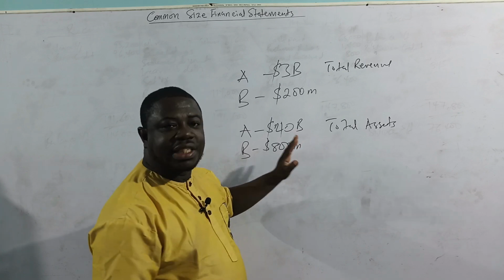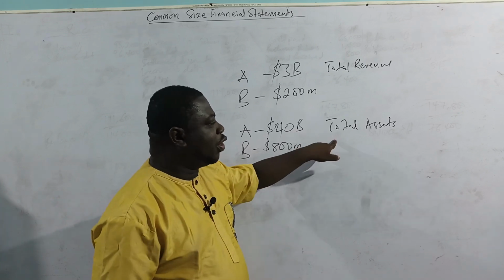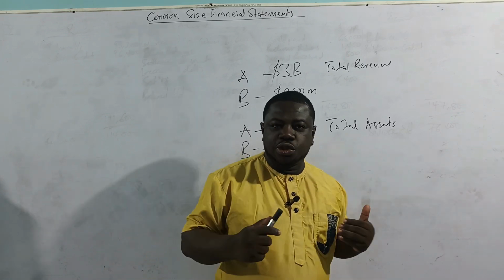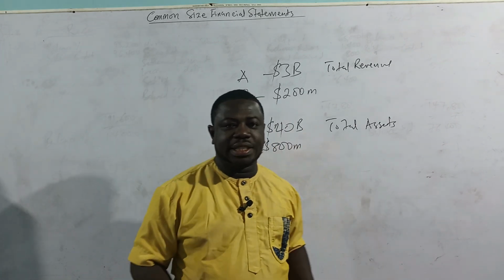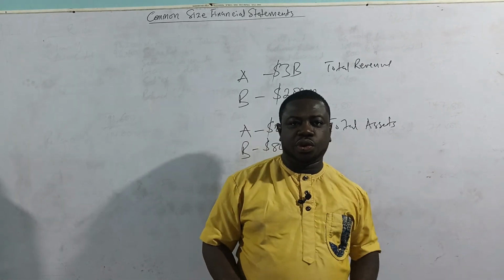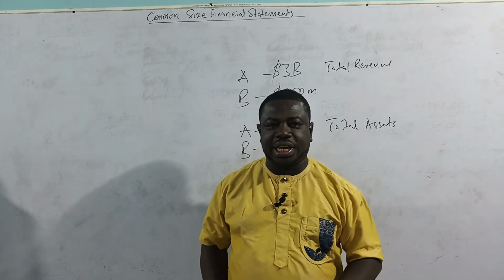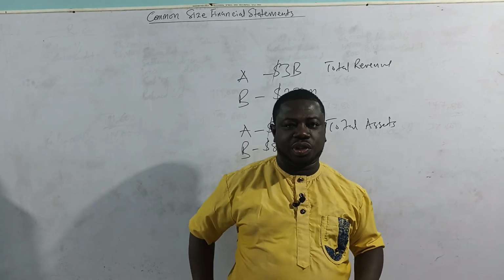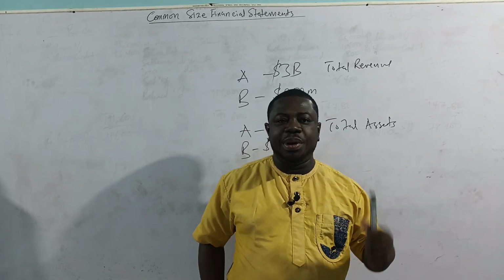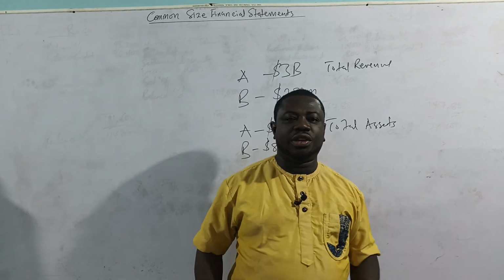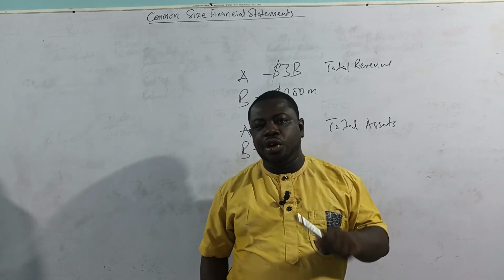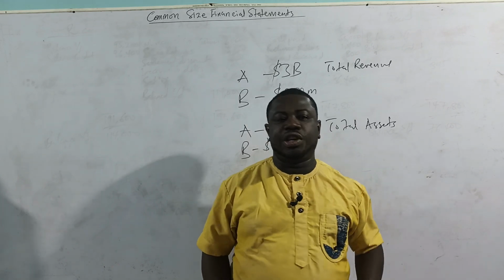When it comes to the statement of financial position, our point of focus will be the total asset. So we can say that company A's current asset is 40% of the total asset, and company B's current asset is 35% of the total asset. We can say that company A's long-term loan is 60% of their total asset, whilst company B's long-term loan is 40% of the total asset.